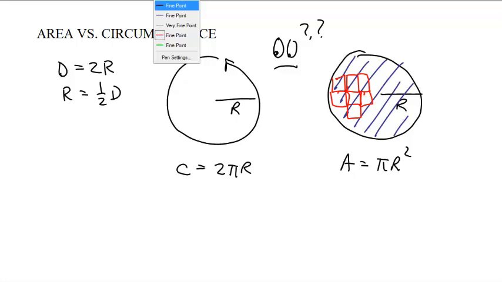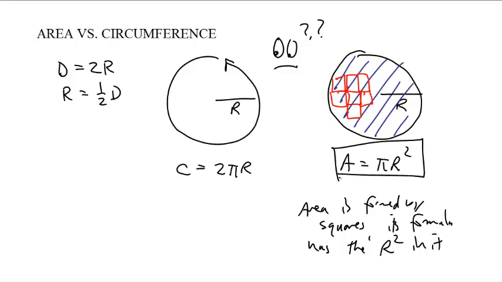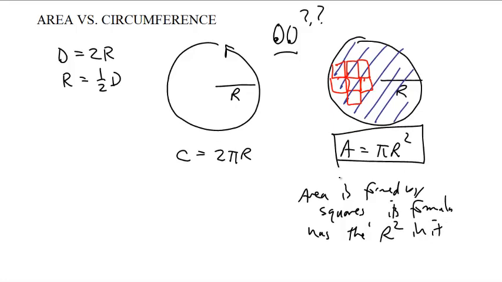But think of area. Area is formed by squares. Its formula has the r squared in it. That's how you know the area formula. It's the one with the squares in it.